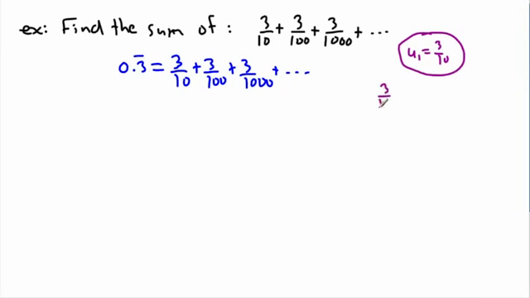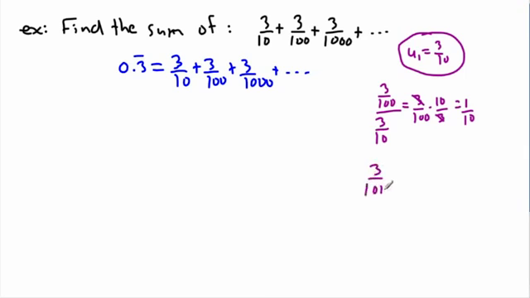Well, we can do 3 over 100, that's the second term, divided by the first term, 3 over 10. What does that give me? Dividing a fraction by a fraction is the same thing as multiplying by the reciprocal of the bottom. So in other words, this. If I do that, the 3's cancel out, so I get 10 over 100. That reduces to just 1 over 10.